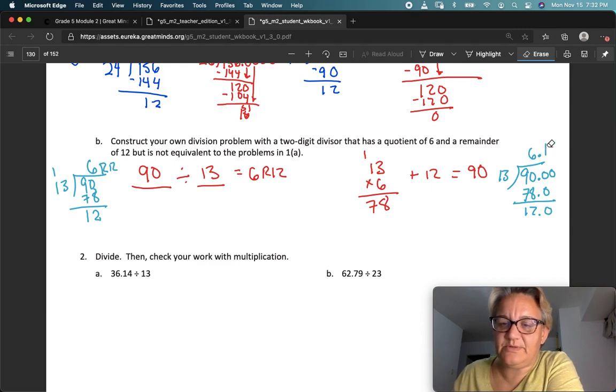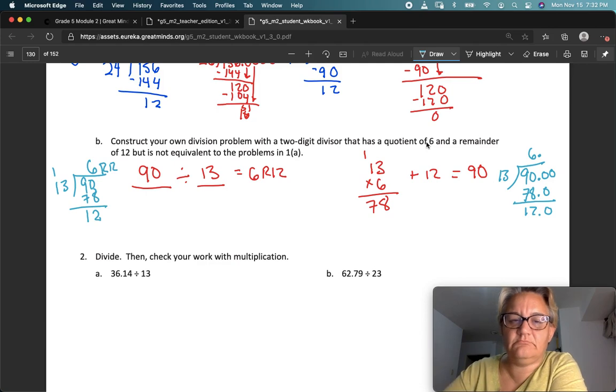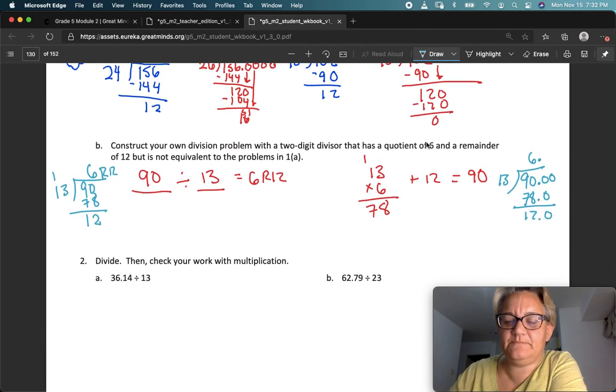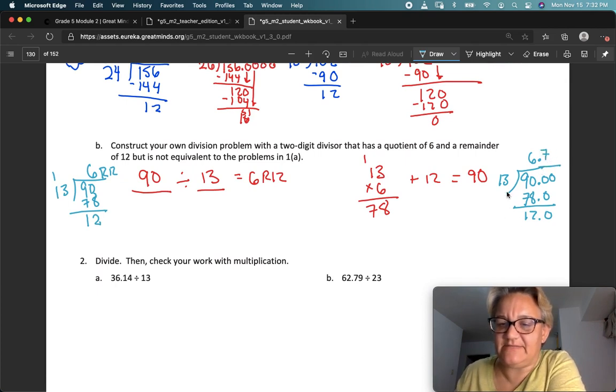All right, 13 will go into 120. How many times? Seven. Let's try seven. I made a mistake earlier. Okay, 7 times 3 is 21. Carry the 2. 7, 8, 9. Which would be 91, 29. Nope, we can do one more. Let's do 8.